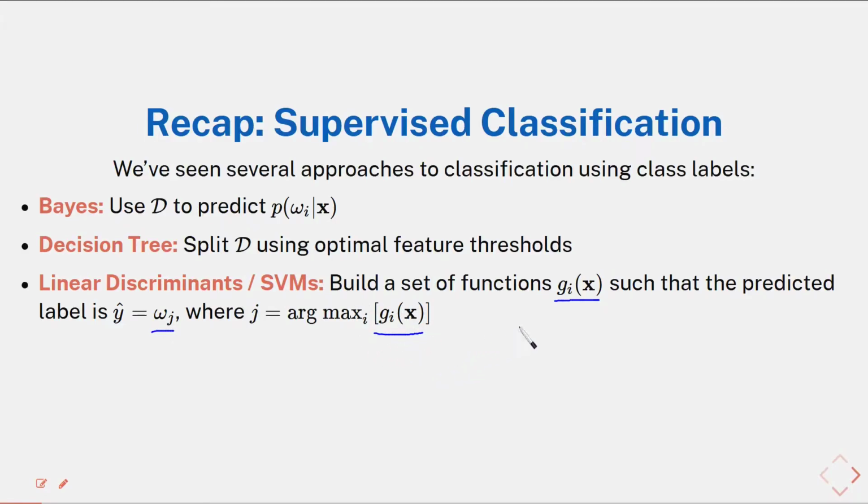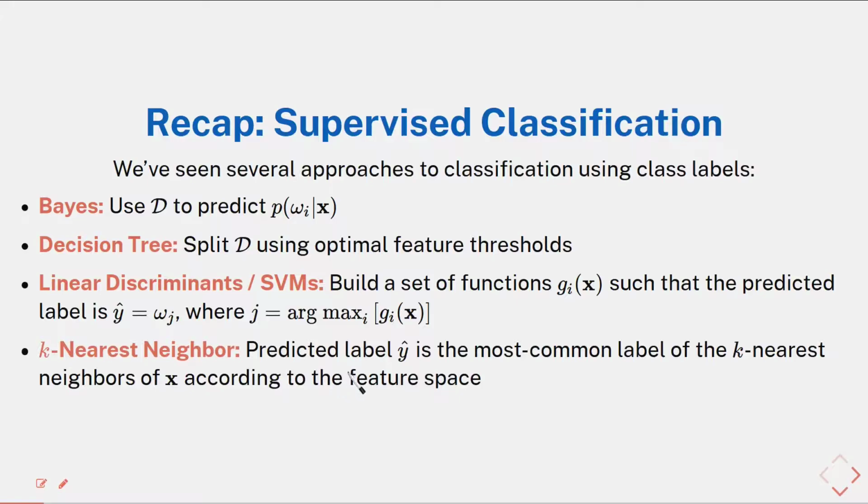So if you have three classes, you have three discriminant functions. Given a feature vector, the label that you assign to that feature vector is the one whose discriminant function gives you the best or the highest value. So you could select G to be essentially your probability or the inverse of your risk and so forth.